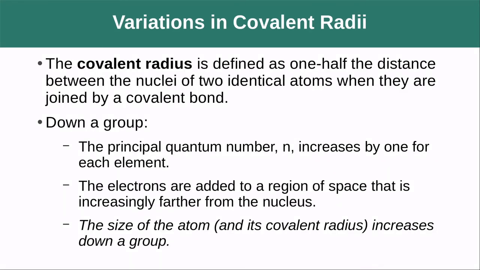So let's get into what some of these properties of atoms are and how they change across the periodic table. First one we'll talk about is the covalent radius. This is 1/2 the distance between the nuclei of any two identical atoms when they are joined by a covalent bond. As you move down a group within the periodic table, we get a higher and higher quantum number n. This means that the electrons are added further and further away from the nucleus, and that causes an increase in the size of the covalent radius.